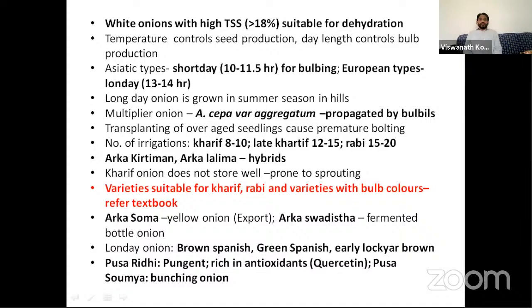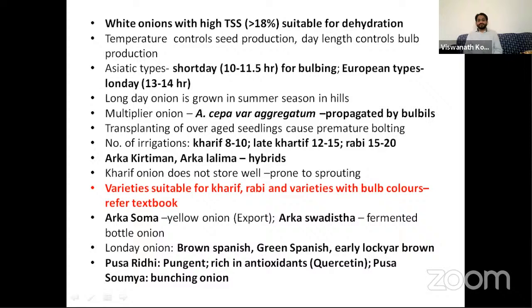In seed production of onion, temperature is very important for bolting and flowering. In the case of bulb production, day length is very important. The Asiatic types are short day for bulb production, that is 10 to 11.5 hours, whereas European types are long day for bulb production, 13 to 14 hours. This is also very important. The long day onion is grown in summer season in hills, because only in summer season in hills can we get low temperature and long days. So the long day European onion requires low temperature and long days. But in India, only in hilly areas during summer season, we get the low temperature and long days.